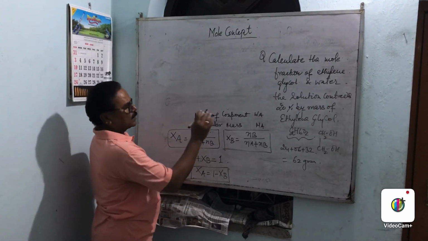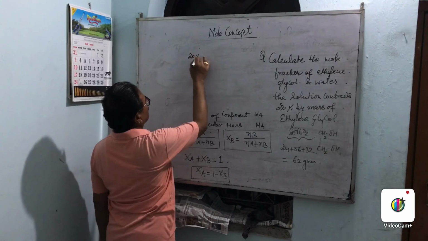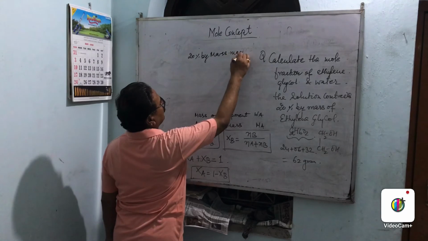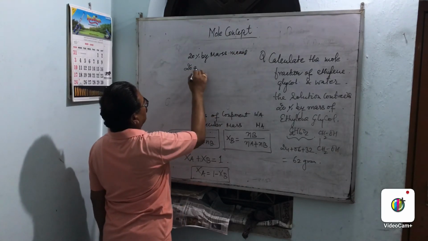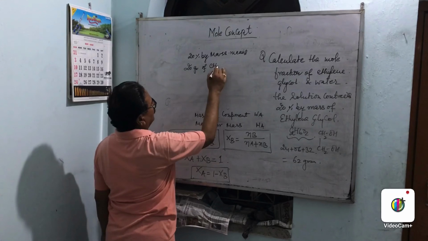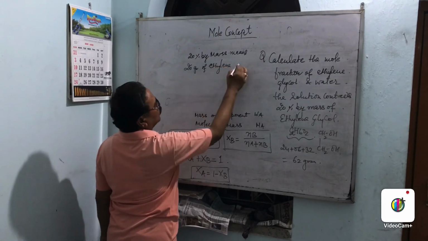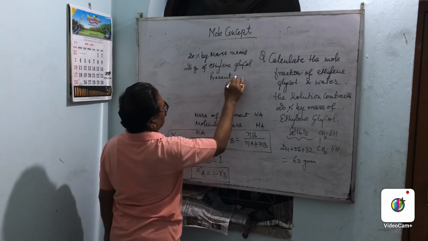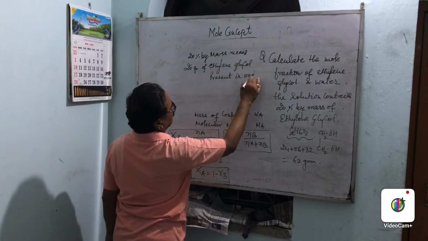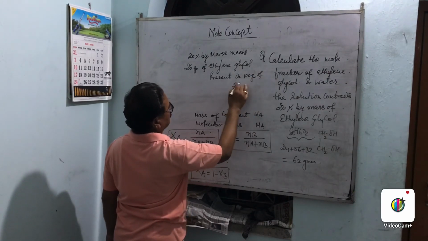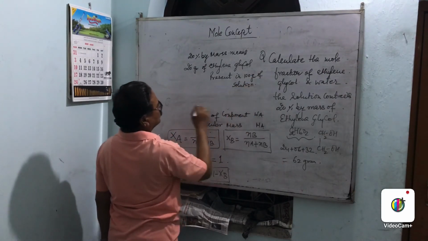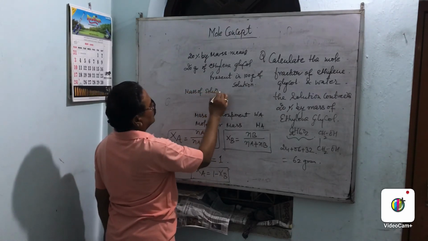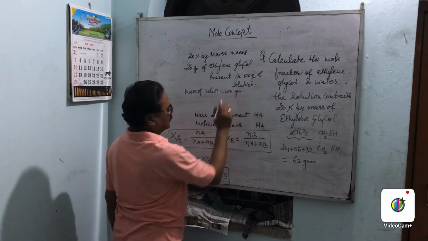You see, 20% by mass means 20 gram of ethylene glycol present in 100 gram of solution. So the mass of solution is equal to 100 gram. Keep that in mind, 100 gram.